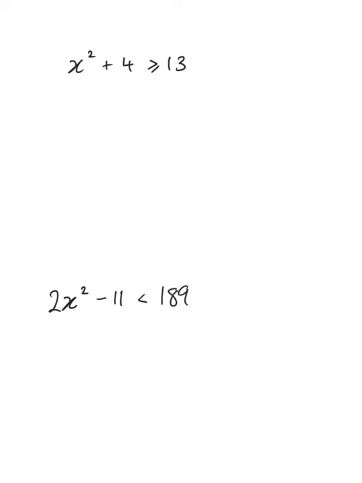We also need to be careful with quadratics. Of course, I start by minusing 4 here, so x squared is greater than or equal to 9. And then I want to square root, but my problem is now, when I square root 9, I get minus 3 or 3, so there are 2 possible answers.